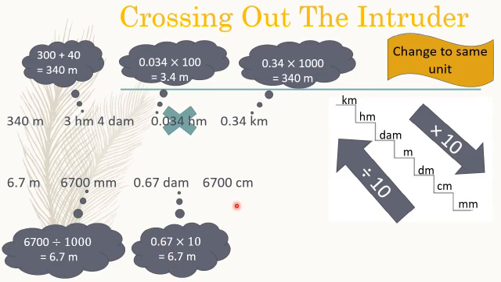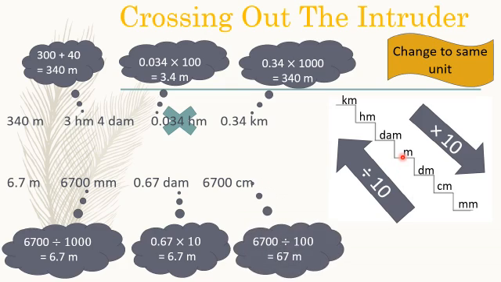Fourth one is in centimeter. I have to move 1, 2 steps upward. So I divide this number by 100. 2 zeros from this number will pop up with the 2 zeros from the second number. So 67 divided by 1 is equal to 67 meter.